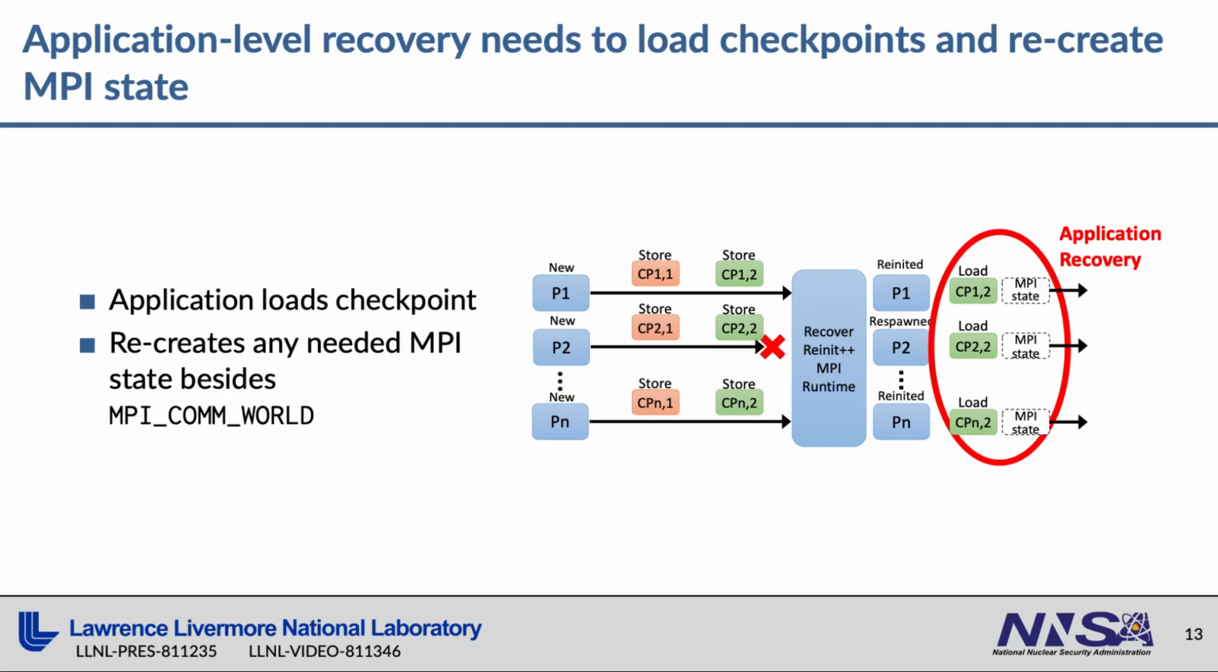The last step is application-level recovery. For that, Reinit++ assumes that the application will load the checkpoint to resume execution, and also that it will recreate any needed MPI state for computation besides the MPI_COMM_WORLD that is provided by the Reinit++ MPI runtime.